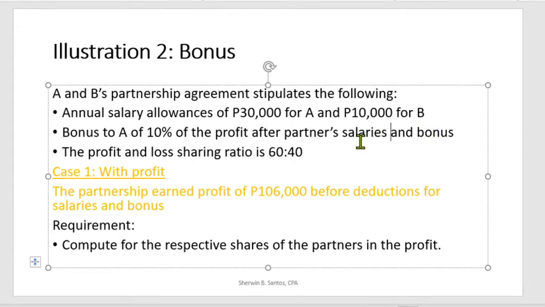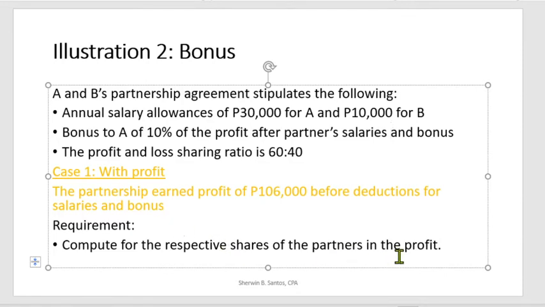Kasi merong mga conditions na yung bonus is based on profit before the bonus. So, bonus before bonus naman yun. Okay, the profit and loss sharing ratio is 60-40. So, case 1 is with profit. The partnership earned profit 106,000 before deductions for salaries and bonus. So, this is before salaries and bonus.